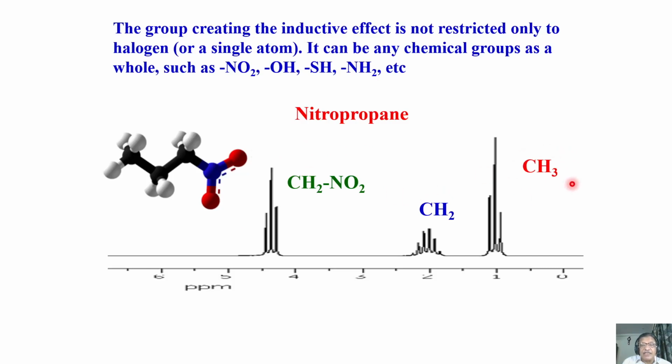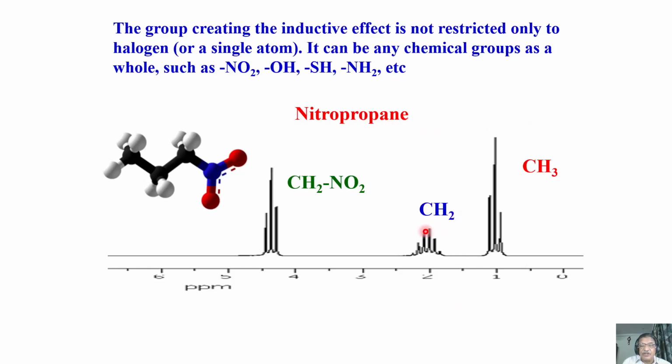What happened to the CH3? In the structure, we have NO2, CH2, CH2 and CH3. CH3 is far away from the NO2 group. Its inductive effect is much less as far as CH3 is concerned. So, CH3 comes at high field.